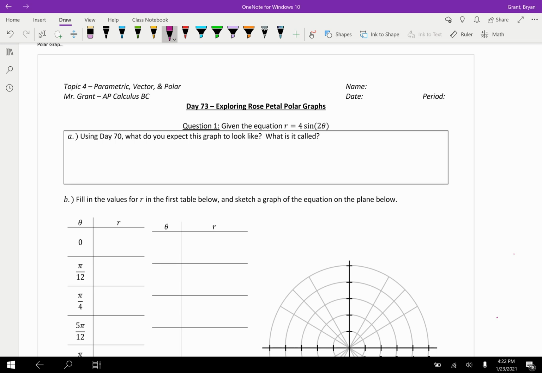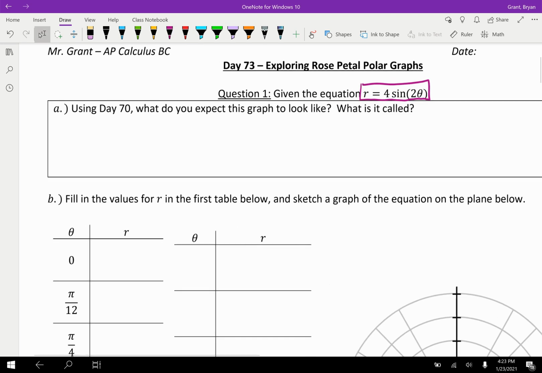So our first day is on exploring rose-petal polar graphs. This first page is going to use the equation r equals 4 sine of 2 theta. Now, if you want to look back to your notes, or if you might remember, what would you expect this graph to look like, and what's it called? Well, hopefully this doesn't come as too much of a shock based on the title, but this is going to be a rose petal graph, right? And again, I had made the comment before, it doesn't really look like a rose to me. We grew roses growing up, and I think this is kind of different. However, that's the name it's called, so that's what we're sticking with.